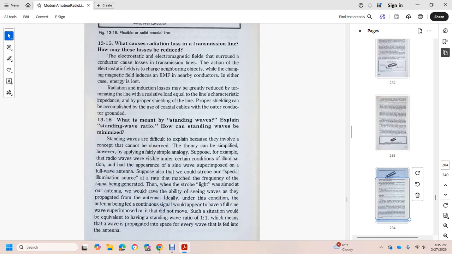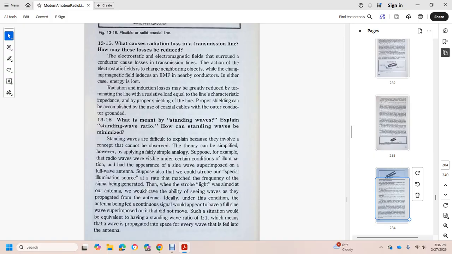16. What is meant by the standing wave ratio? The standing wave ratio is difficult to explain because of the involved concept that cannot be observed, but the theory can be simplified by applying a fairly simple analogy. Suppose, for example, a radio wave is made visual, under certain conditions of illumination, and has the appearance of a sine wave superimposed on a full-wave antenna. Suppose also that one could show it with special illumination, with the radio dispatch of the frequency of the signal being generated.